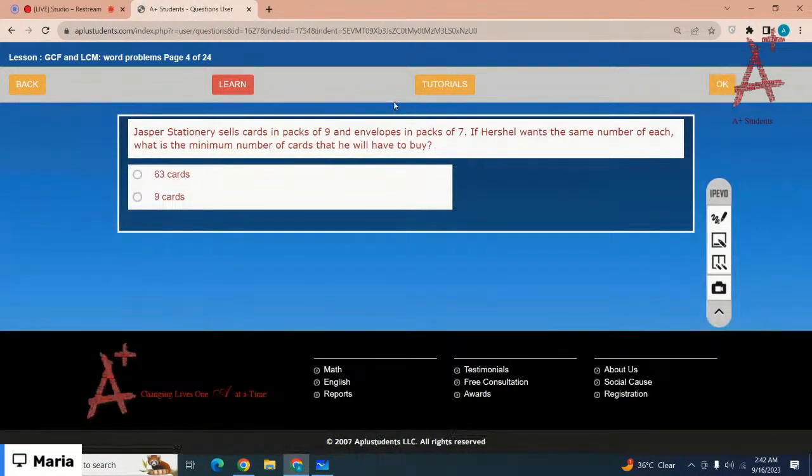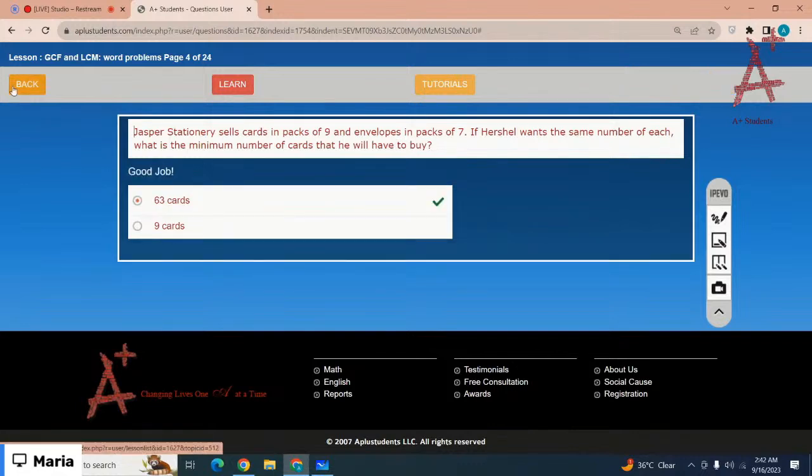Jasper Stationery sells cards in a pack of 9 and envelopes in a pack of 7. If Herschel wants the same number of each, what is the minimum number of cards that he will have to buy? So which is the correct option? The minimum number you have to calculate, right? That means you have to calculate LCM. So the LCM of 7 and 9 is, very good, that would be 63. So the correct option is 63, right? Okay, you can complete the lesson by yourself later today.